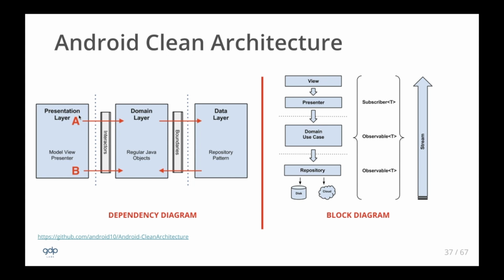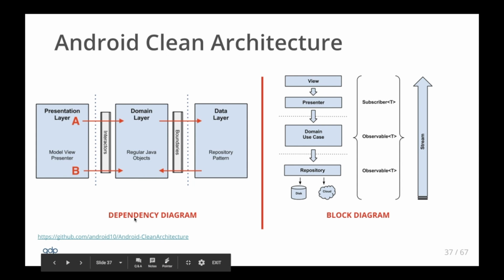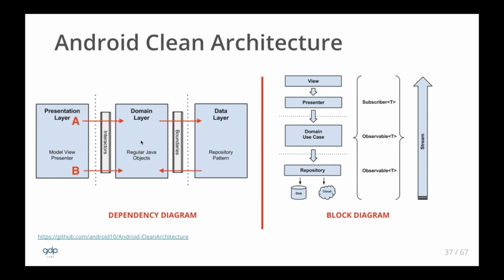Pop quiz. If we perceive the diagram on the left as a dependency diagram, which arrow do you think is the correct one? Is it A or B? Just by looking at the layer names: presentation, domain, and data. Which one is the correct dependency direction? If you haven't decided on the answer yet, you might want to pause the video, because the correct answer is B.